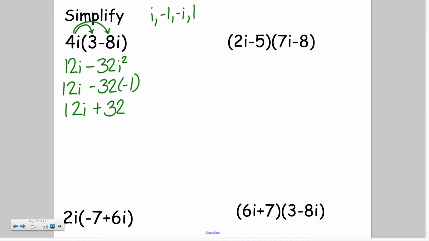Now, I need to write this the correct way. My imaginary number goes last. My real number goes first. So it'll be 32 plus 12i.